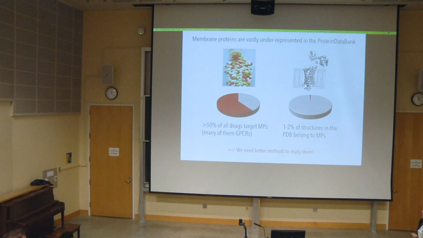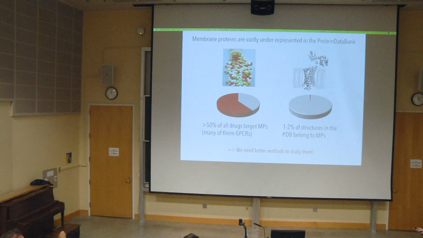At the same time, they're incredibly important drug targets. 50 to 60% of drugs currently on the market target membrane proteins, even more than what we have for soluble proteins. However, if we look at the number of structures in the protein data bank, only 1 to 2% of those structures belong to membrane proteins. That means they're vastly underrepresented in terms of structure, and so we basically need better methods to study them.